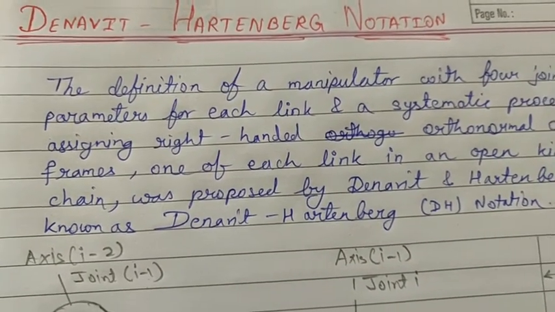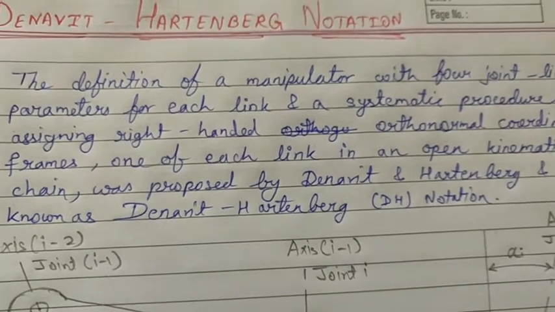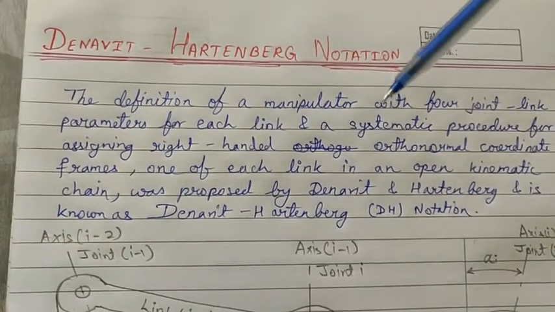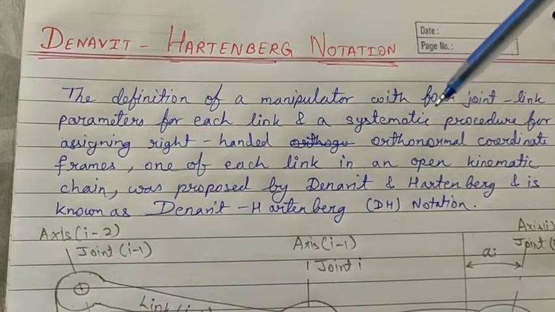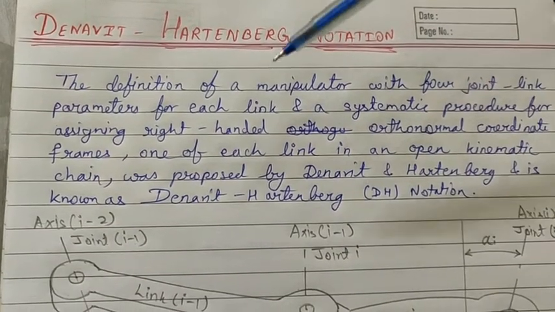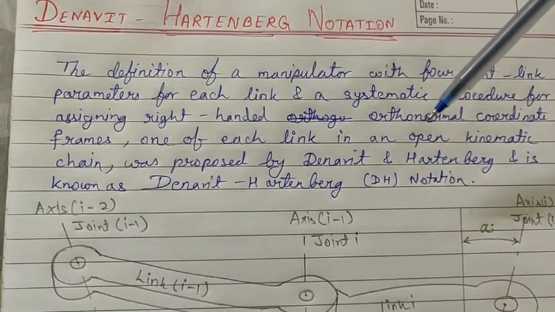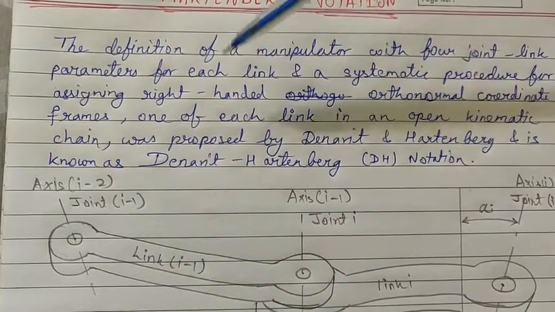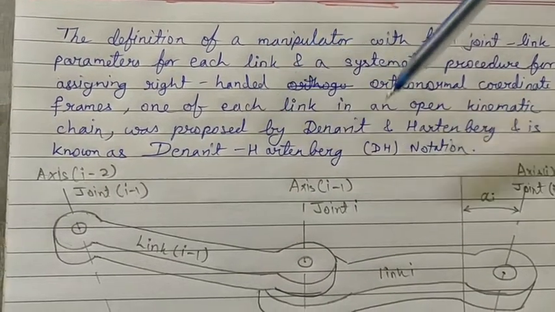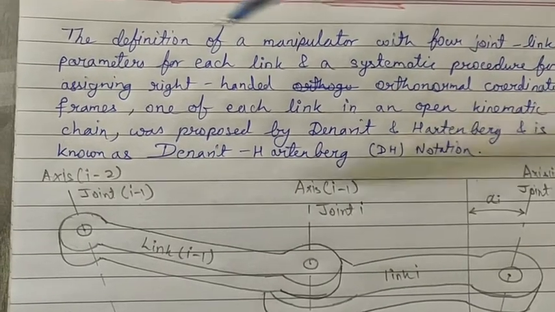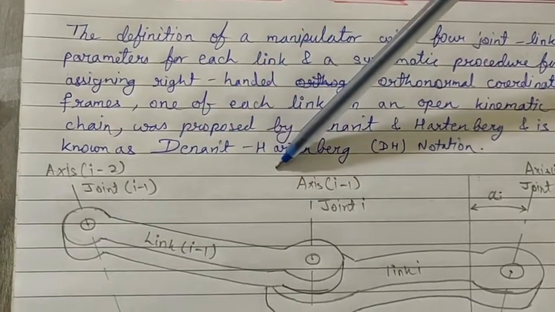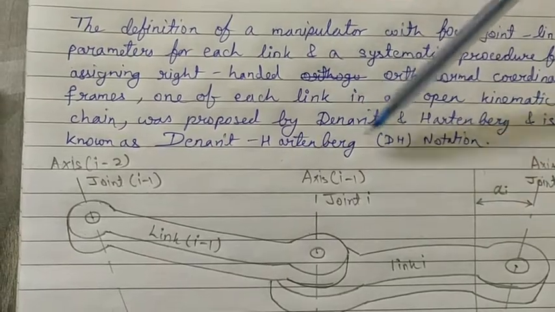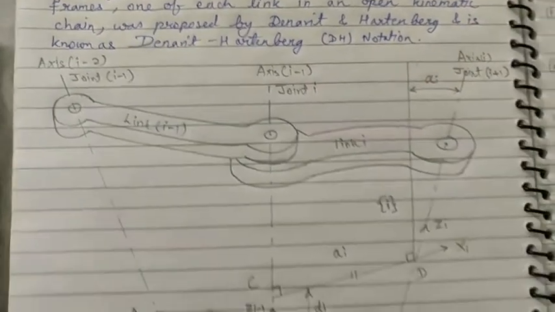Today we are going to learn about Denavit-Hartenberg notations. What is it? It defines the manipulator by four joint-link parameters for each link, and a procedure for assigning right-handed orthonormal coordinate frames, one to each link in an open kinematic chain, was proposed by Denavit and Hartenberg. That is known as Denavit-Hartenberg notation. DH notation is what we mostly use in robotics.